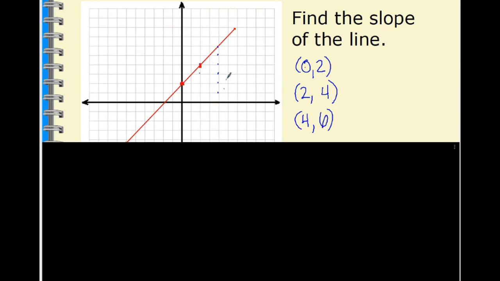You could find another point right here that's also on a corner. Okay? The first point I showed you was 0, 2. The second point was 2, 4. And the last point was 4, 6. Okay? Any 2 points. All you need are 2 points. Okay. What do you do after you get the 2 points?